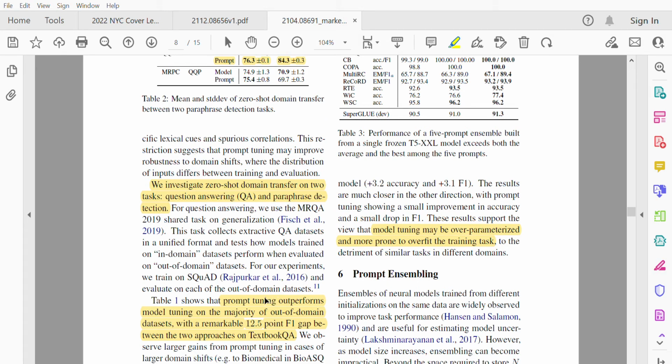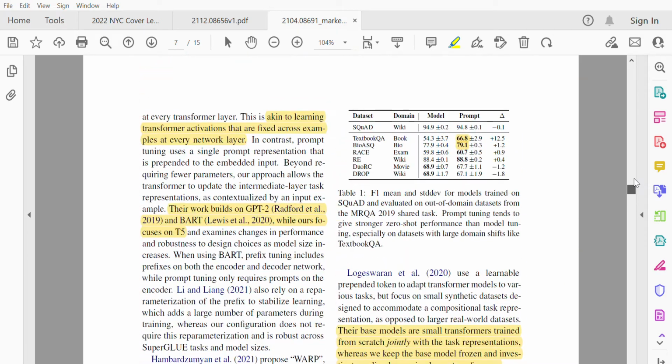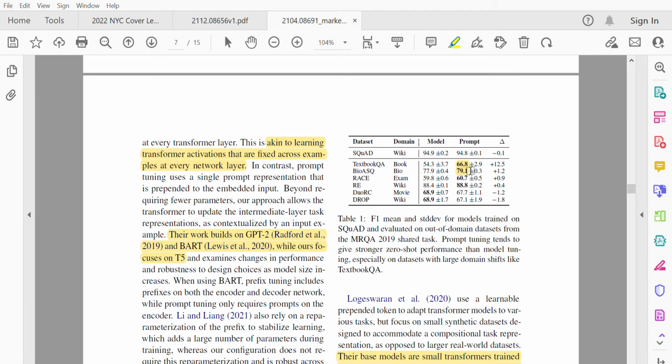And what they're able to show is that prompt tuning outperforms model tuning on the majority of out-of-domain data sets. And this 12.5 F1 gap between the two approaches on textbook QA, I think is pretty darn good. So just looking at this here, the results are not quite as close for DuoRC and DROP.